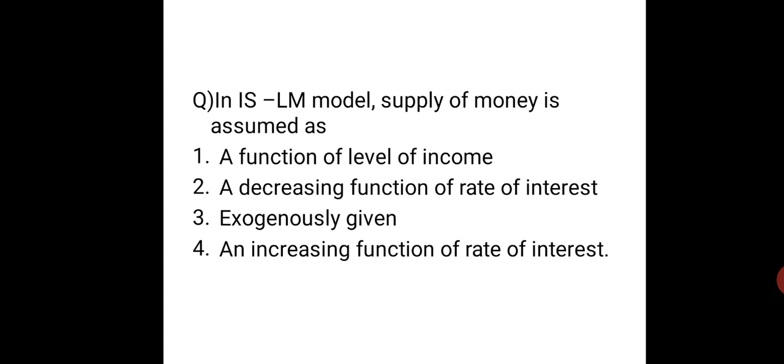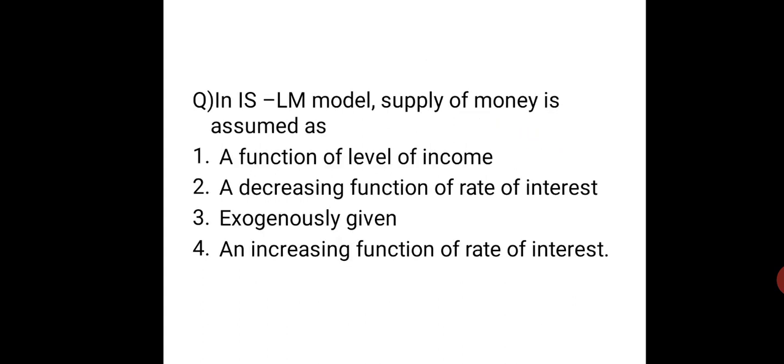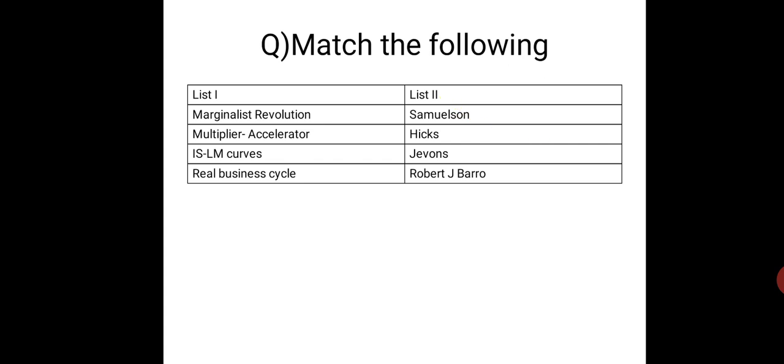In ISLM model, supply of money is assumed as. Okay, so we know that supply of money is not dependent upon any of the factors under ISLM model. It is exogenously given. It is not dependent on income. It is not dependent on rate of interest. It is exogenously determined from outside the model by some monetary authorities.